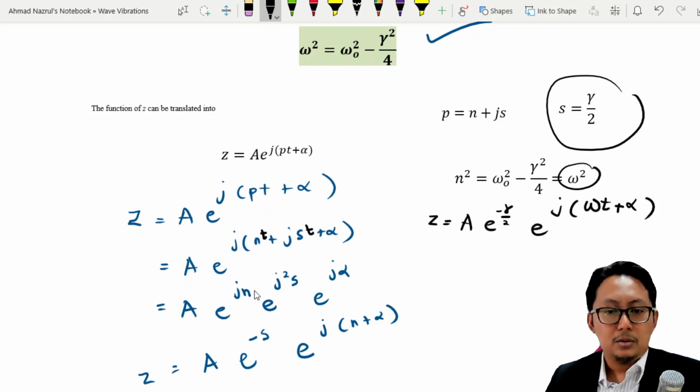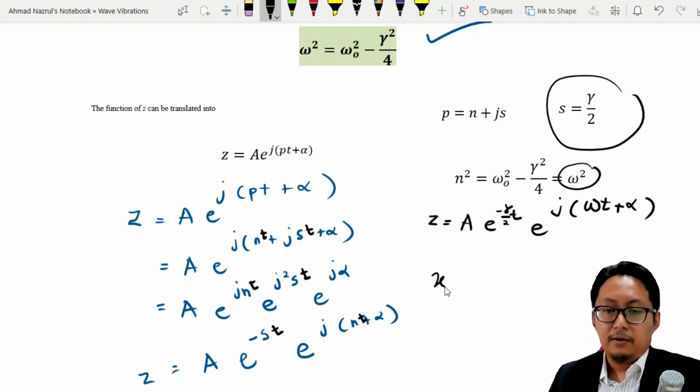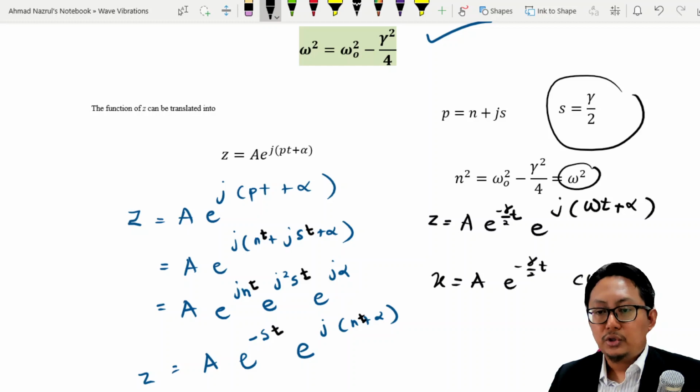So they become J and T. And J is T. So we have here minus ST, J and T plus 2. So we have here gamma over 2 times T, because of Z, the real part of Z, because we're dealing with the real part only. So we can have x equal to A e to the minus gamma over 2 times T, cos of T plus alpha.